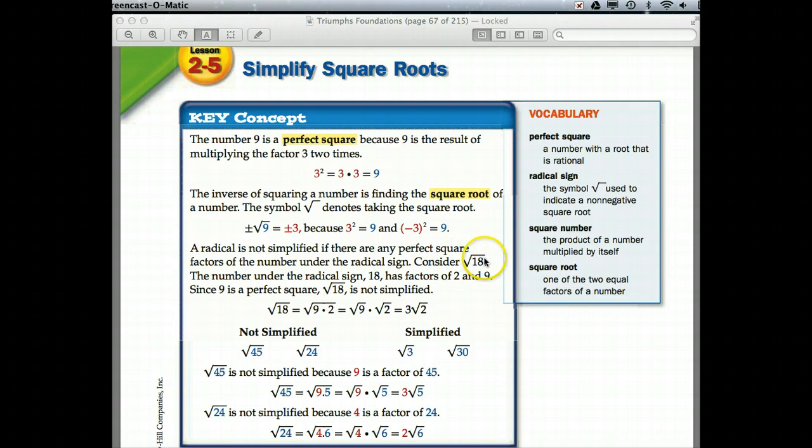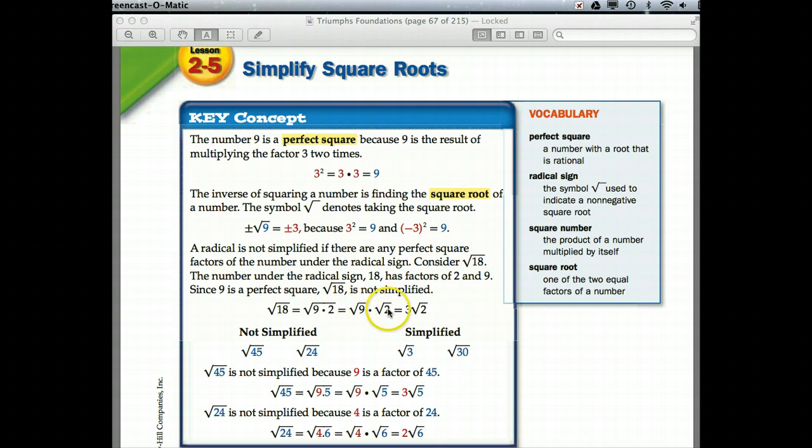So let's look at square root of 18. Well, we know the factors of 18 are 2 and 9, right? I always look for one of those perfect squares. That's why it's good to have them written down. Is it divisible by 4 or 9 or 16 or 25 or 36? You keep going until you see if it's a factor of one of those perfect squares. Then you're going to write the factors under the radical sign.